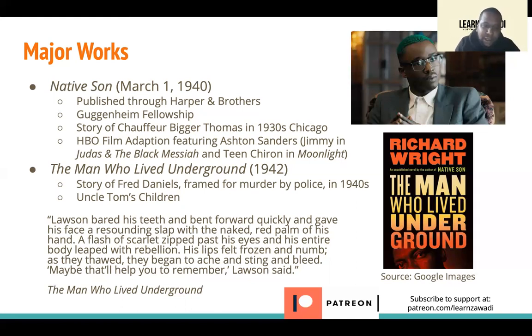Lawson bared his teeth and bent forward quickly and gave his face a resounding slap with the naked red palm of his hand. A flash of scarlet zipped past his eyes and his entire body leaped with rebellion. His lips felt frozen and numb as they thawed. They began to ache and sting and bleed. "Maybe that'll help you to remember," Lawson said.